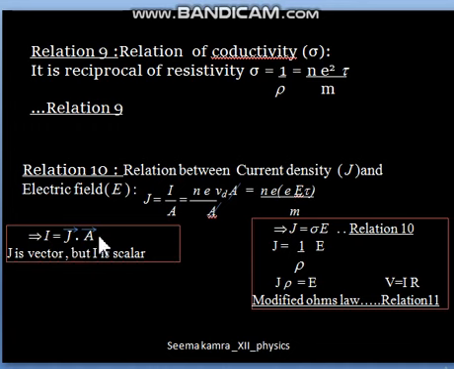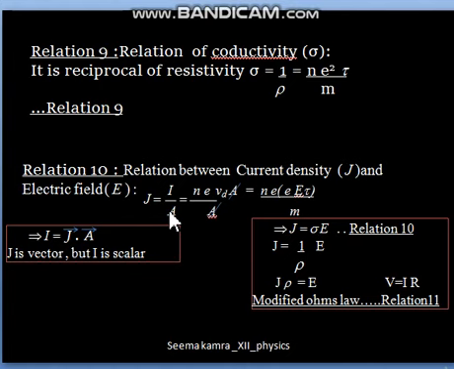Now this formula gives you the information about scalar and vector quantities. We know that current is a scalar, but this J is not a scalar quantity, it is a vector quantity. So J vector dot area vector, that means the dot product, gives us a scalar quantity, current. So you can remember it in either manner. The easy way to put it is that J is current per unit area.